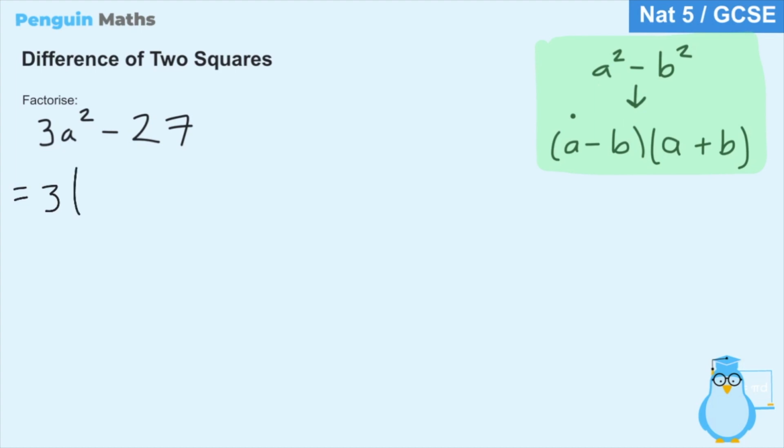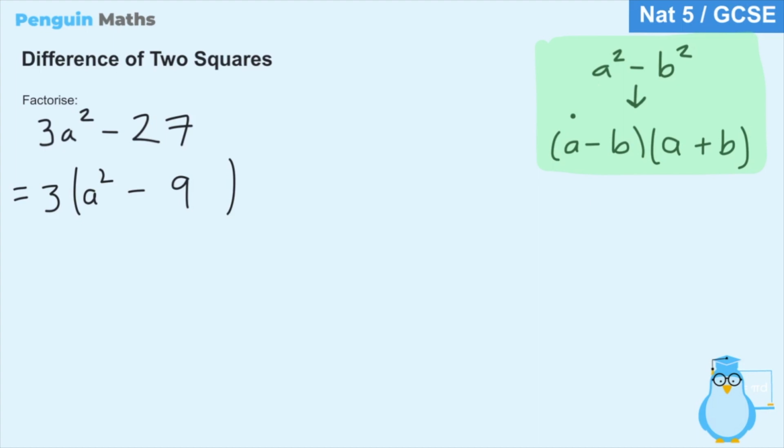So that means we can put that outside the bracket, and then in the bracket we put the two terms above but divide them both by 3. So 3a squared divided by 3 is just a squared, and then 27 divided by 3 gives us 9. And just to check that quickly, 3 times a squared gives us 3a squared, and 3 times minus 9 gives us our minus 27, so that's totally fine.